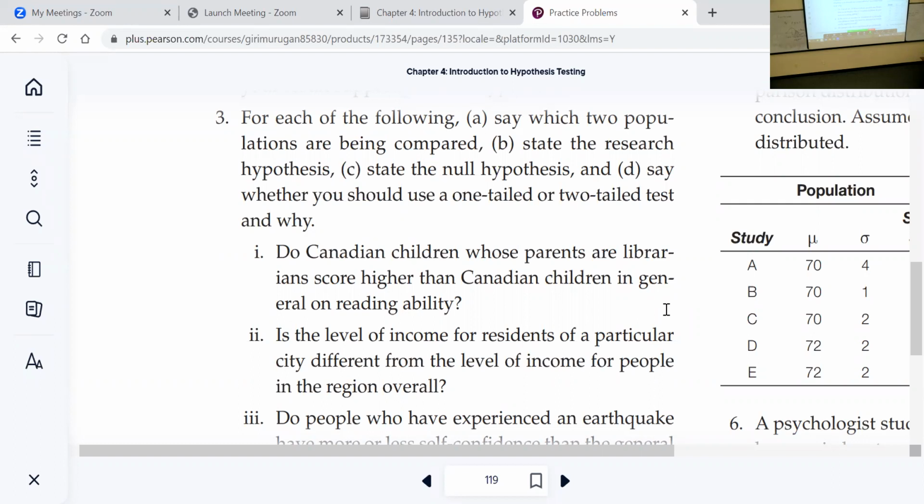If you look at Canadian children, librarians are a subset or part of all Canadian children. So there is an overlap. So in terms of phrasing, we could have said Canadian children who are non-librarians or whose parents are not librarians. That's what they are meaning. Part B, we want to state the research hypothesis. How would you do it if you are a researcher?